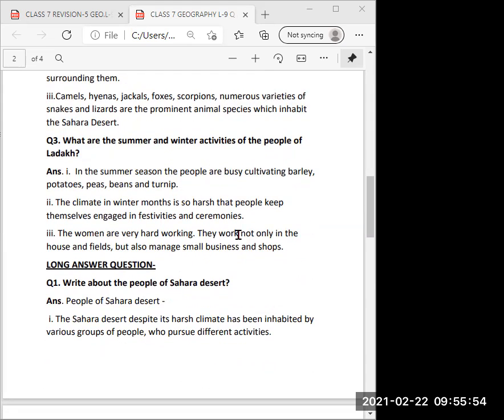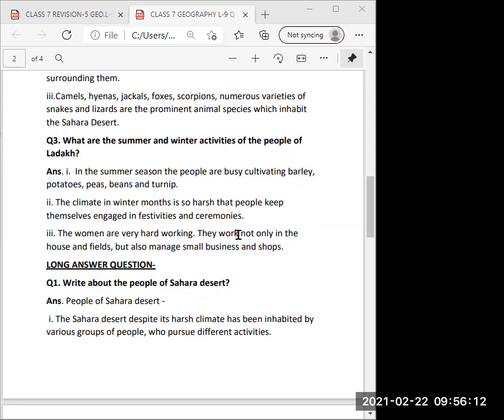So the climate in winter months is so harsh. Harsh means it is very cold. Extreme cold condition is there. In that condition, farming cultivation is not possible. So in that condition, people indulge in the activities of festivities and ceremonies.